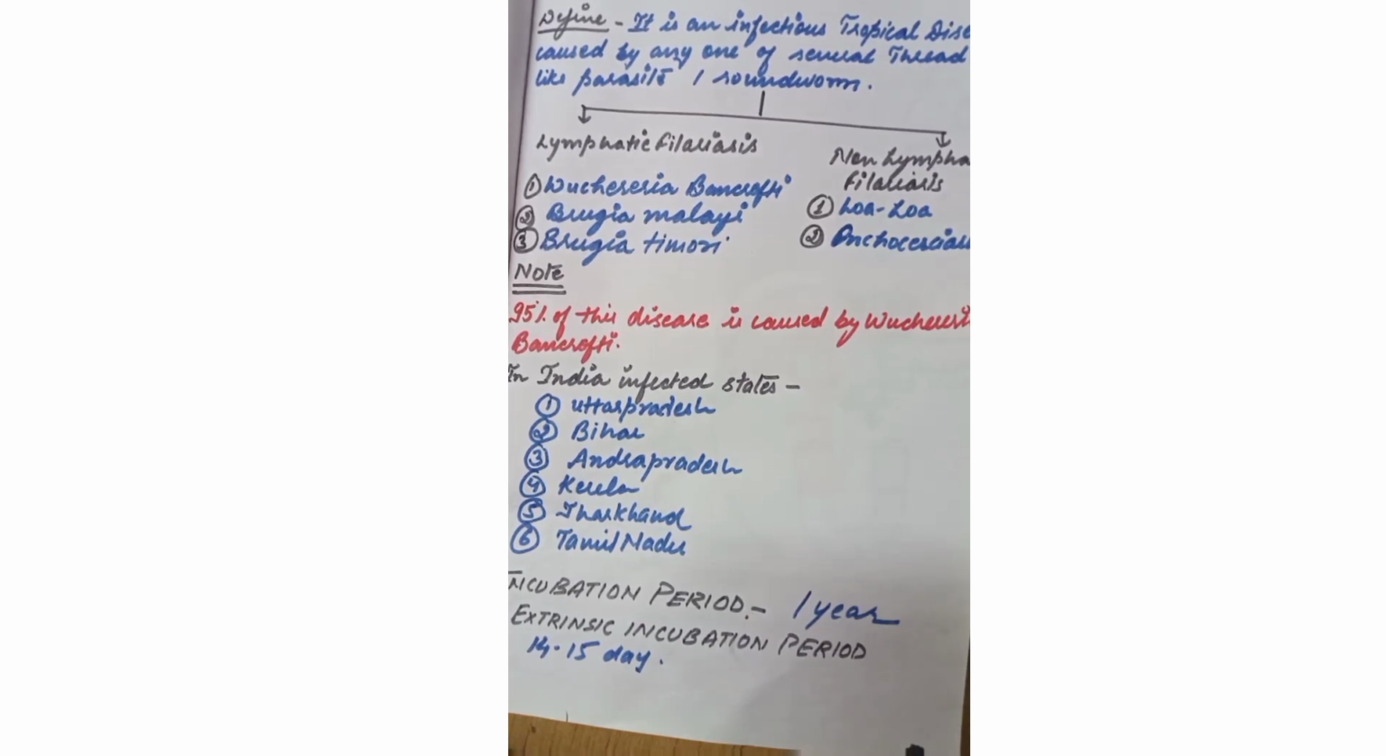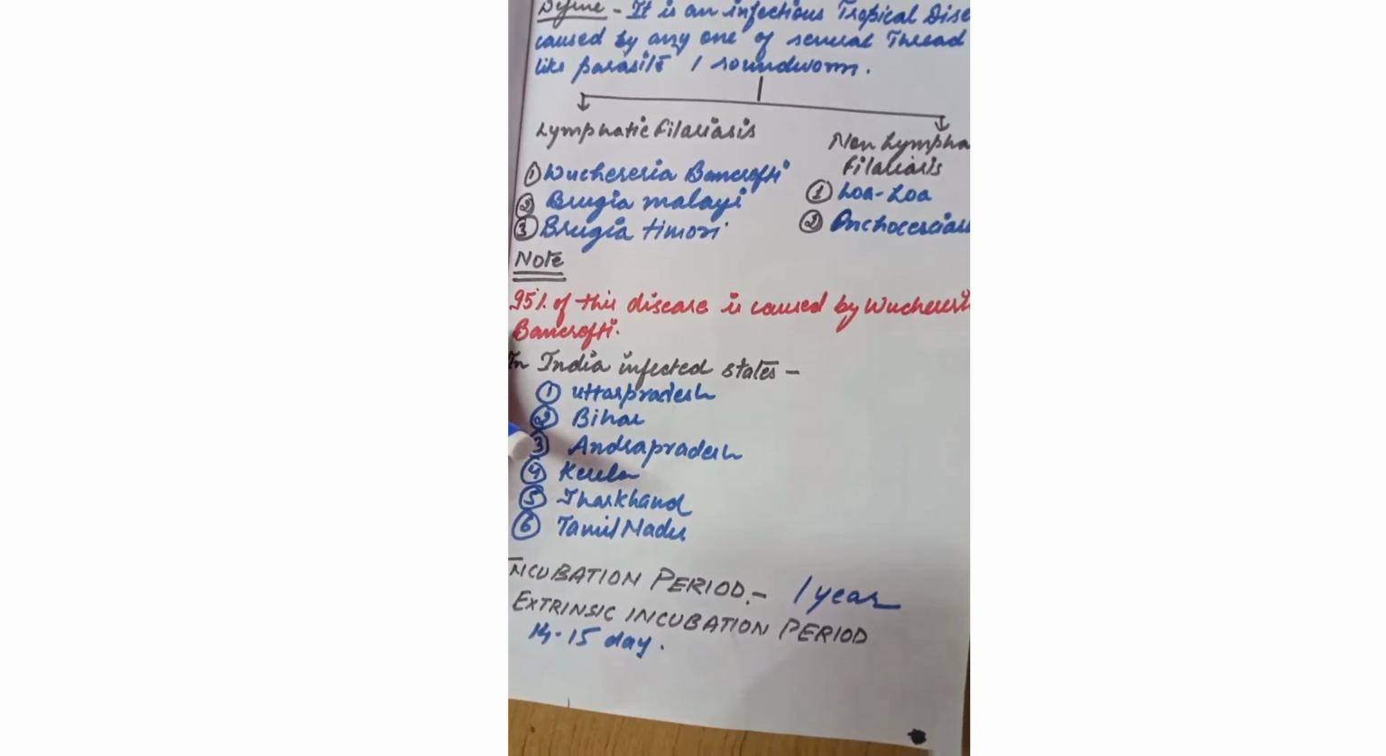And the Indian states, the part of the nation which is mostly affected by it: Uttar Pradesh, Bihar, Andhra Pradesh, Kerala, Jharkhand, and Tamil Nadu. These are the six states which are mostly affected with filariasis, and in the world, Southeast Asia is affected. The incubation period is about 1 year, and there is also an extrinsic incubation period, which is about 14 to 15 days. It is the time for which the parasite remains inside the mosquito, that is 14 to 15 days.